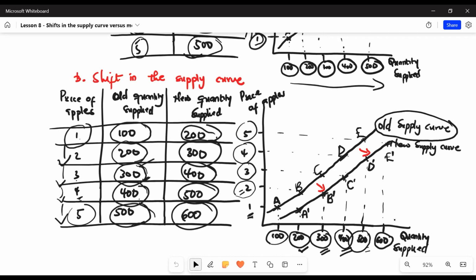This is all we have for our lesson on shift in the supply curve versus movement along the supply curve. Our next lesson will be on equilibrium, where we combine both our demand curve and the supply curve to get our equilibrium price and quantity.